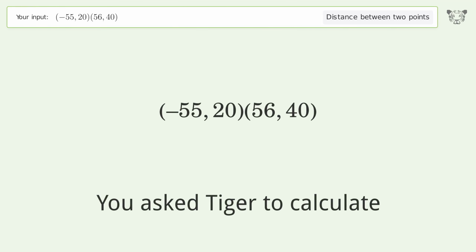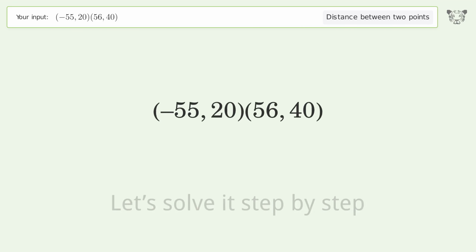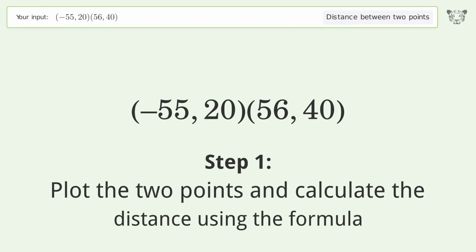You ask Tiger to calculate. This deals with the distance between 2 points. The distance between the 2 points is the square root of 12,721, or 112.787. Let's solve it step by step. Plot the 2 points and calculate the distance using the formula.